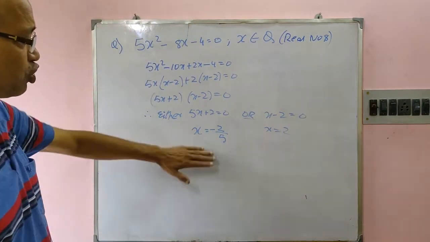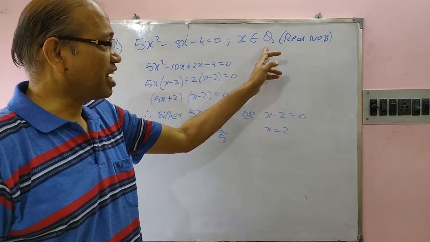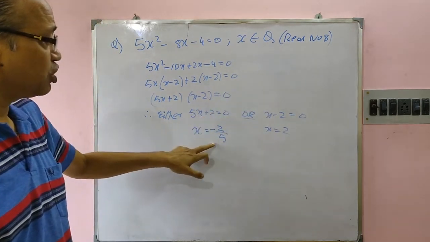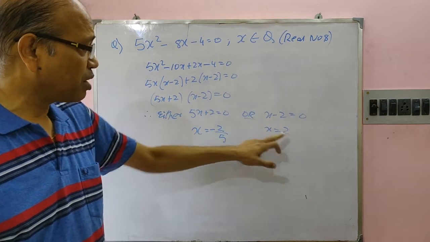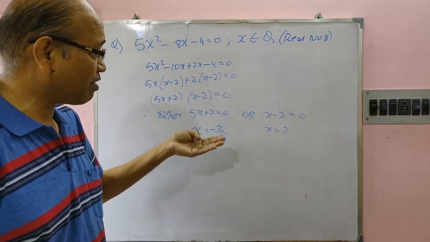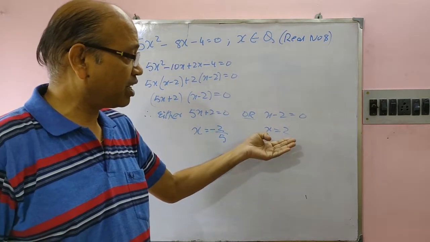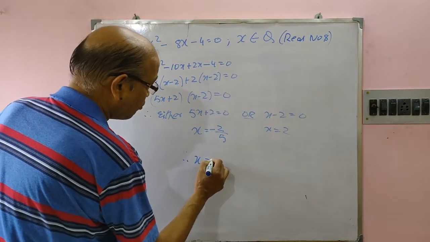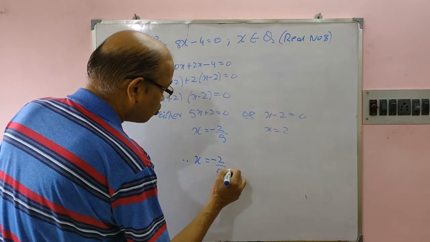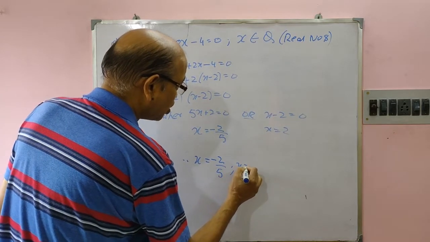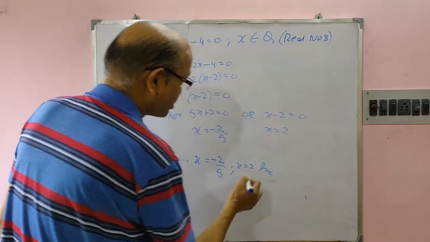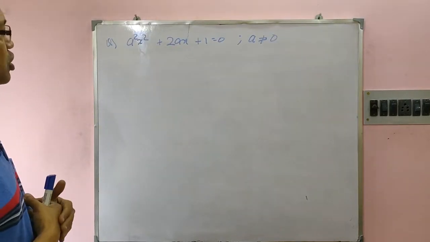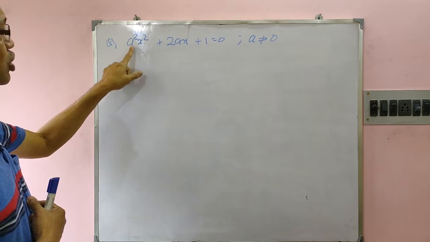Here after solving this, let me see the condition. x is an element of real numbers. These all are real numbers. Minus is also a real number, a fraction is also a real number, and a natural number is also a real number. Therefore in this case both minus 2 by 5 and x equals 2 are your answers. Clear?